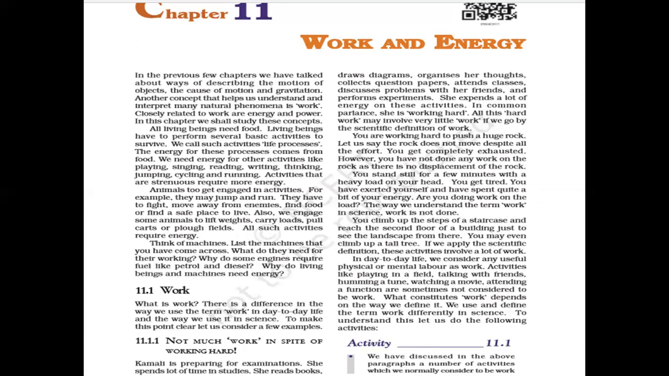all this work is different when we talk in terms of science. In our day to day life, we may call any physical or mental labor as work. But what does it mean in science? So we shall learn more about what is work in science.